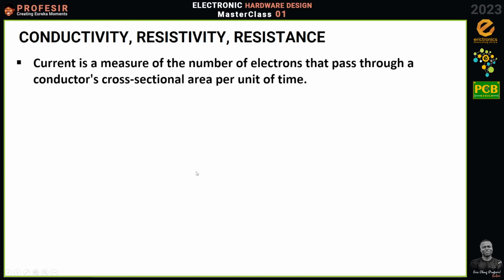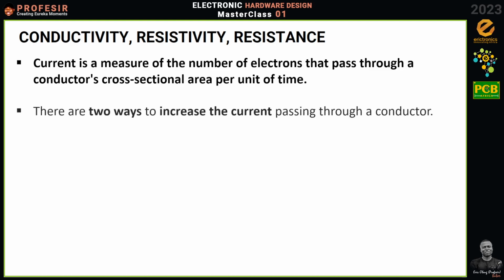So look at something here. Current is a measure of the number of electrons that can pass through a conductor's cross-sectional area per unit time. So this means that there are actually two ways we can increase current in a system. Take it as we have a pathway, and this pathway is narrow such that only one person can move through the pathway, and we want to be able to measure 2 people passing per second. How do you think we can achieve this?